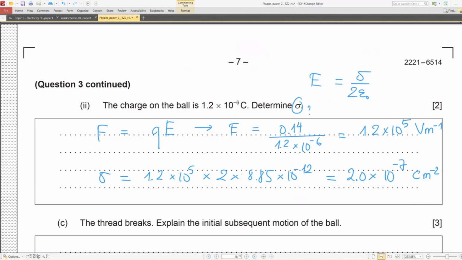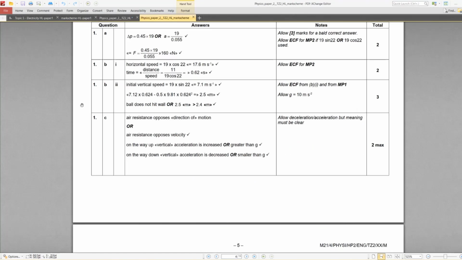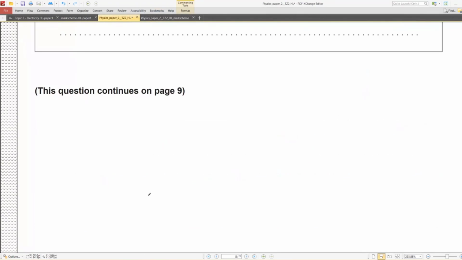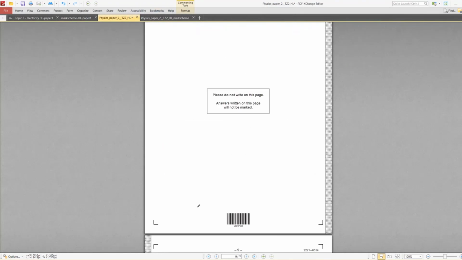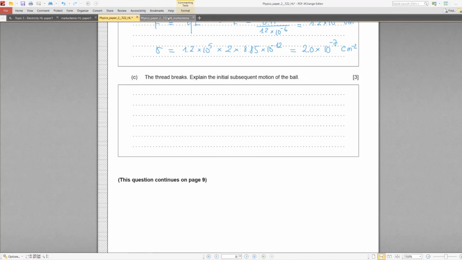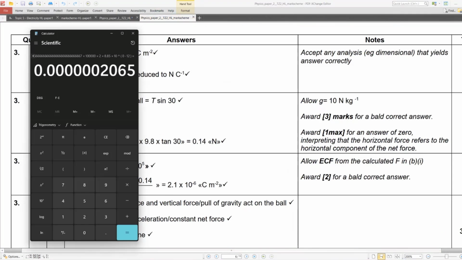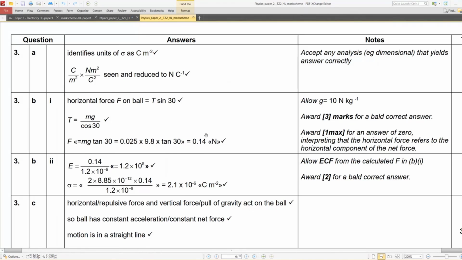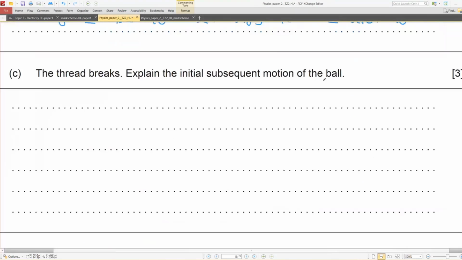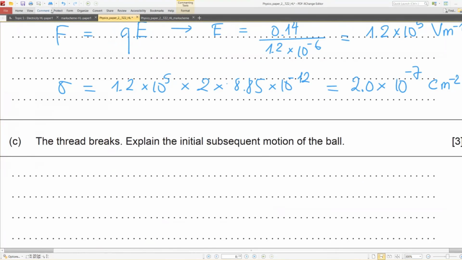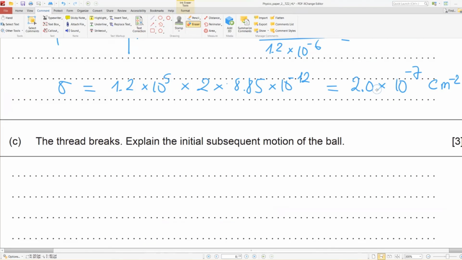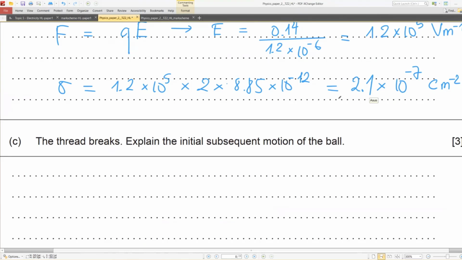You can check the marking scheme here. Let's see question number 3, answer number 3. Sigma here is 2.1, they round it up. 0.6 rounded to 1. Two significant figures. 0.14 is correct. So that is 0.1, not 0.0. I got the significant figure rounding wrong.